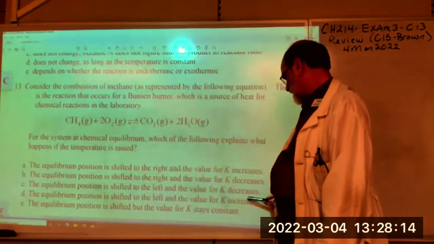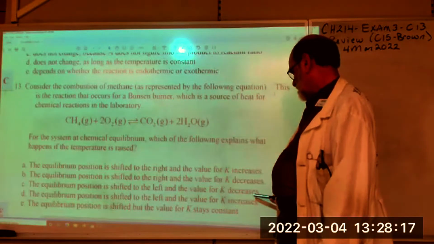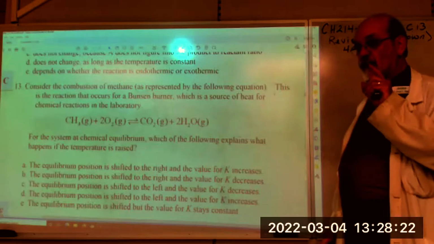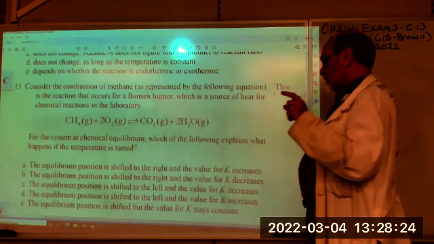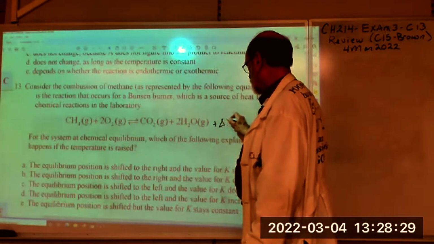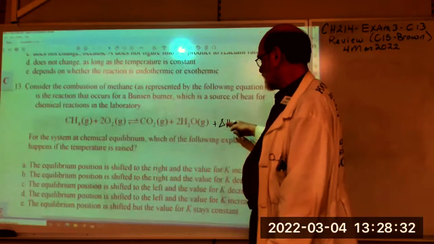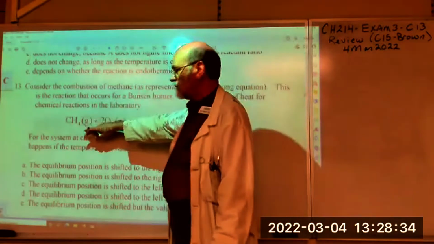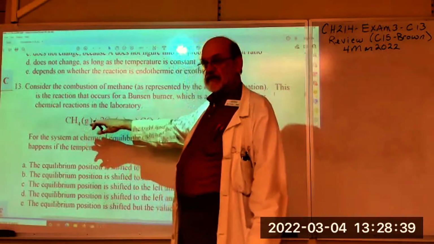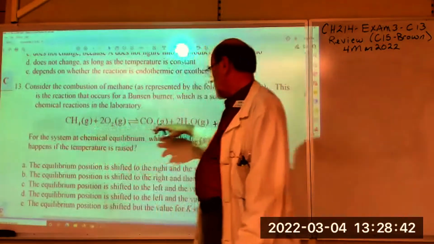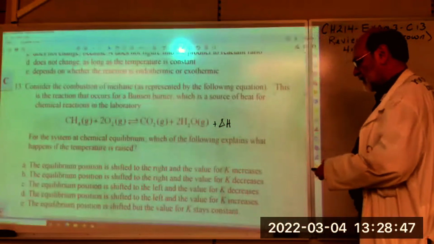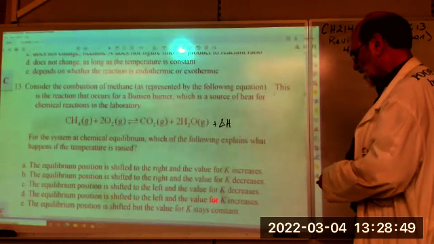And the value of K, okay, we are changing the temperature, so we are going to change K. So if we're exothermic, we know it's exothermic, and we add energy to this side, it's going to shift toward reactants, which means the K is going to decrease because you have a higher denominator and a lower numerator. So the K would decrease. Shift it to the left, and the K decreases.